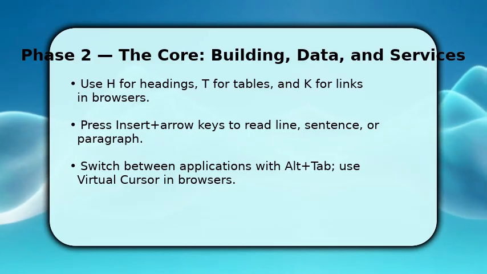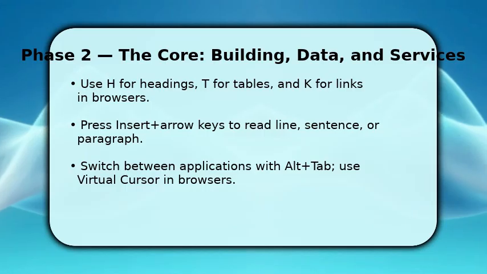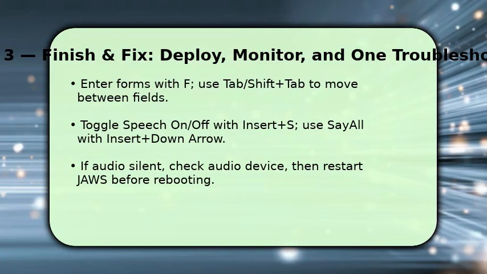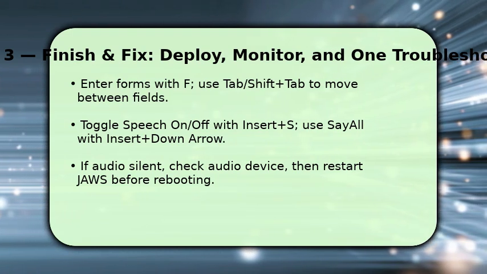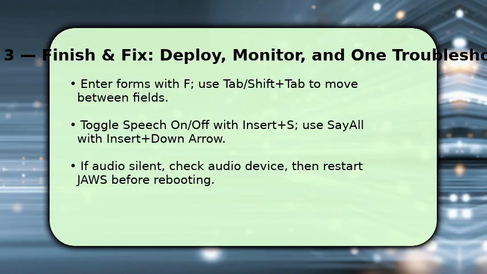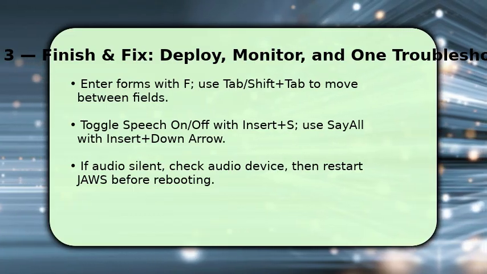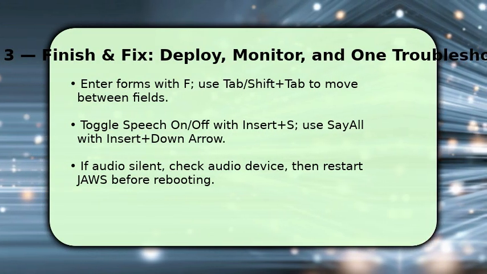elements as accessible controls. Finish by learning form and editing workflows plus a key troubleshooting tip. Press F to enter form mode and use Tab or Shift plus Tab to cycle fields. Type normally and use Insert plus left arrow to hear current line while editing. Use Insert plus S to toggle speech if you need quiet, and Insert plus down arrow for say all when you want complete page reading.